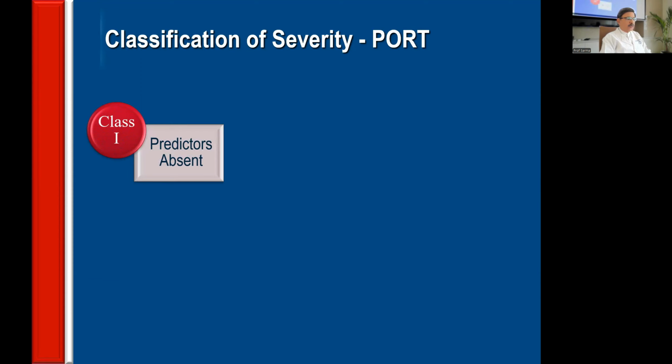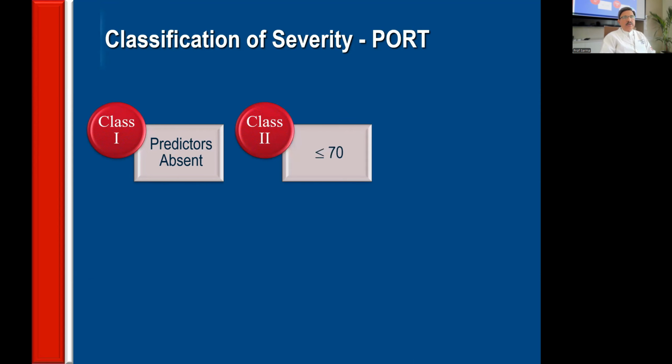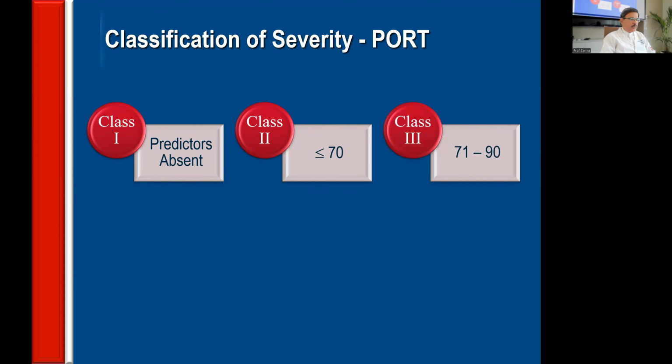Now, based on that, it will be classified as class 1, class 2, class 3, class 4, class 5, depending on the summary score. If no predictors are available and everything looks normal, then it's class 1, less than 70 score is class 2, class 3 is 71 to 90, class 4 is 91 to 130, class 5 is more than 130 score.